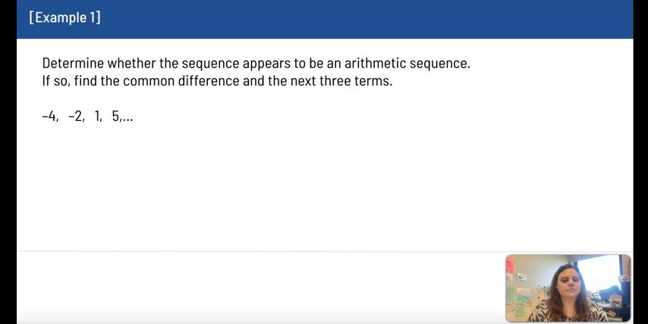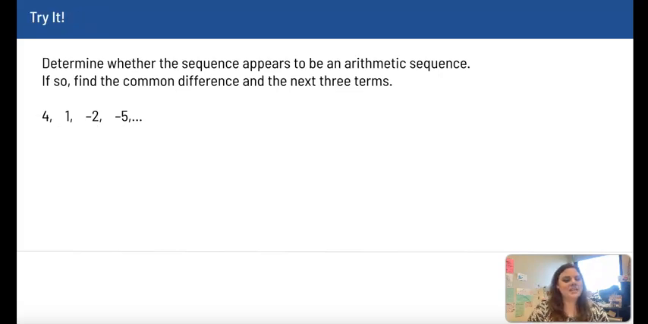Looking at another example, determine whether the sequence appears to be an arithmetic sequence. If so, find the common difference and the next three terms: -4, -2, 1, and 5. Again, we want to look from one term to the next and figure out how much it is changing by, and if that's the same amount. From -4 to -2, that's an increase of 2. From -2 to 1, that's an increase of 3. And from 1 to 5, that's an increase of 4. These numbers are not all the same, so there is no common difference, and this series of numbers is not arithmetic.